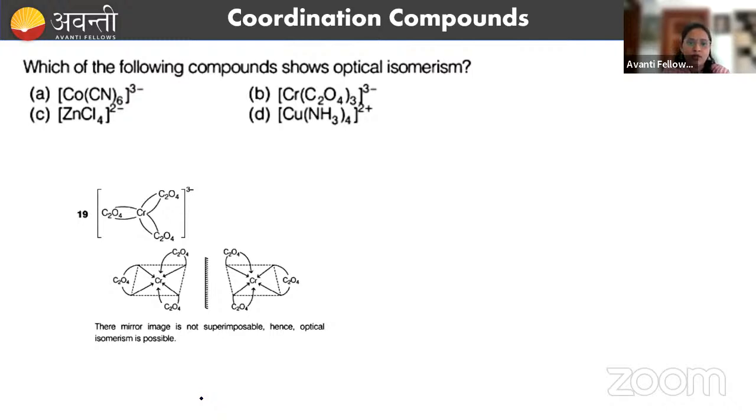So which is this option? Option B. Option B is the correct answer. It is going to show us the optical isomerism. Optical isomers means what? The isomers should be non-superimposable mirror images of each other.